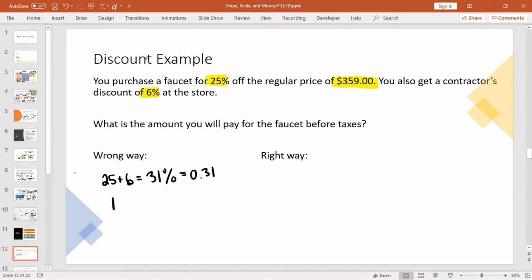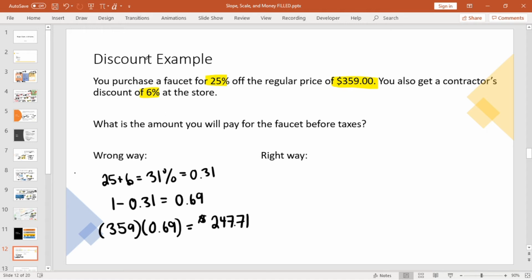And remember, I'm doing the wrong way right now, but there are some valid things. I'm going to pay 69% of the total price. So if I want to figure out what I pay, I take my original price, $359. I'm going to pay 69% of that, and I'm going to pay $247.71. This is not correct.